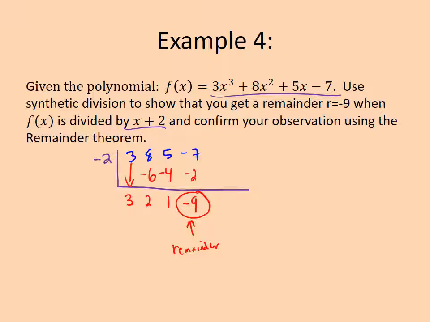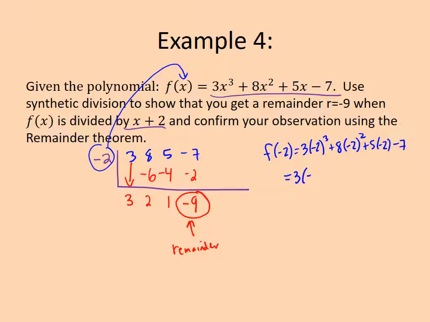Now we can confirm using the remainder theorem by plugging in negative 2 into the function. If we plug negative 2 into the function and it is also negative 9, we've confirmed that the remainder theorem works. So we have f of negative 2 equals 3 times negative 2 cubed plus 8 times negative 2 squared plus 5 times negative 2 minus 7. So we have 3 times negative 8 plus 8 times 4 plus negative 10 minus 7.